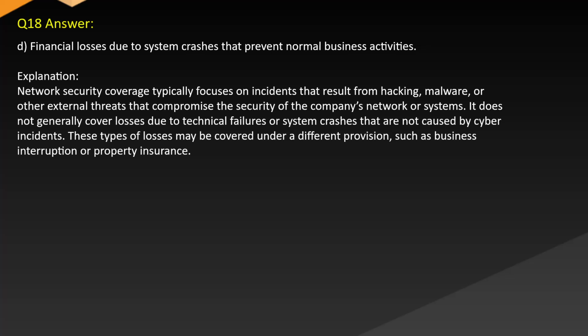Answer D. Financial losses due to system crashes that prevent normal business activities. Explanation: network security coverage typically focuses on incidents that result from hacking, malware, or other external threats that compromise the security of the company's network or systems. It does not generally cover losses due to technical failures or system crashes that are not caused by cyber incidents. These types of losses may be covered under a different provision, such as business interruption or property insurance.